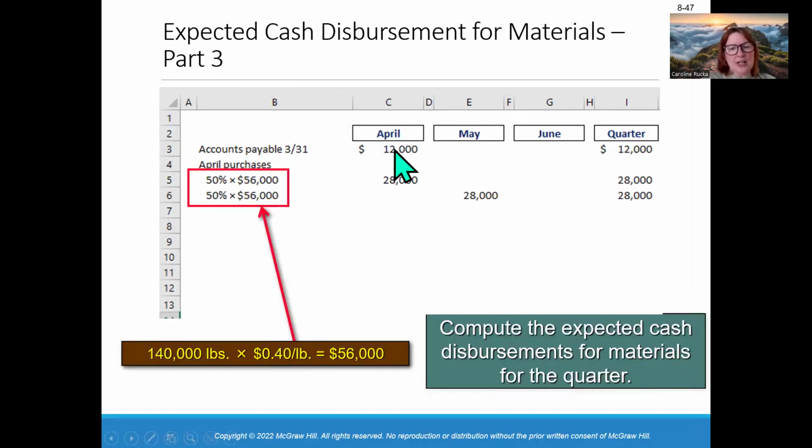So we're going to start in April with 12,000 hanging out from the previous month. We need to purchase $56,000 worth of materials. That comes from our last schedule. We know how many pounds of material, 40 cents per pound we're paying, right? And we're going to pay for half of it in this month. That's here. And the other half is going to flow over to the next month.